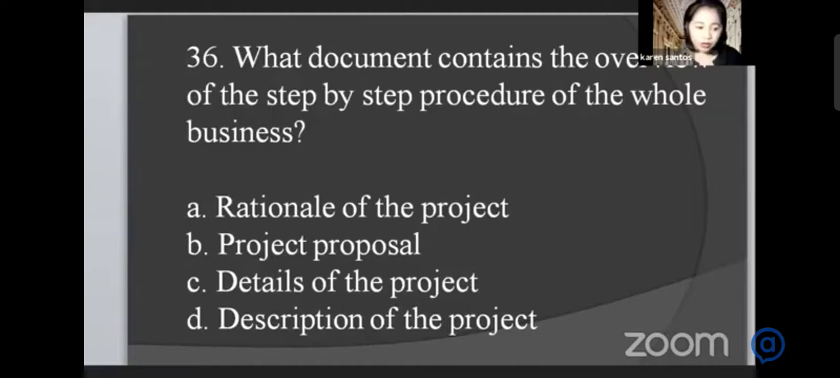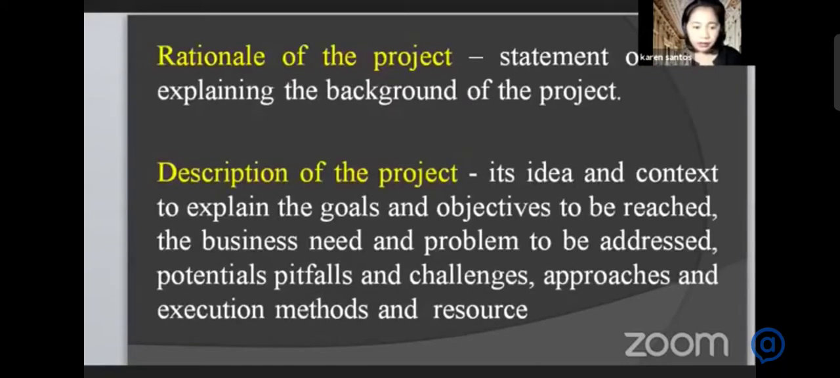While the other choices are, rationale of the project, which is the statement of the facts explaining the background of the project, and description of the project, which is the idea and context to explain the goals and objectives to be reached, the business need or problem to be addressed, the potential pitfalls and also the challenges, approaches, execution methods and resources.